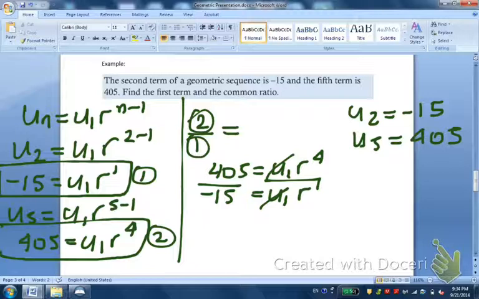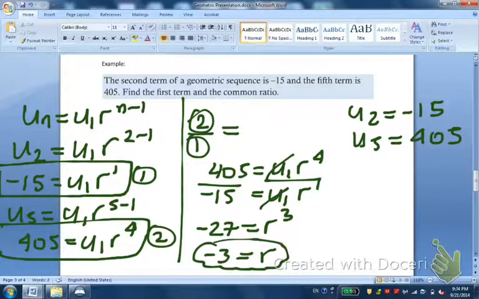So we have 405 over negative 15 is r to the 4th over r to the 1. And what do we get? 405 over negative 15 is negative 27. R to the 4th over r to the 1 is r to the 3. What number cubed, guys, gives us negative 27? Its r is negative 3.